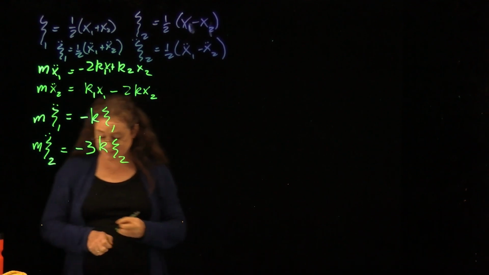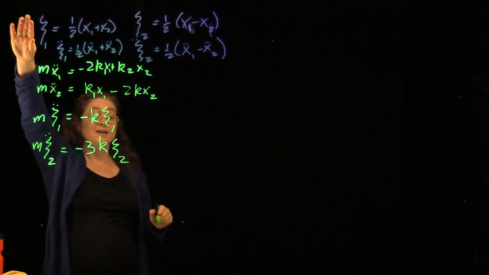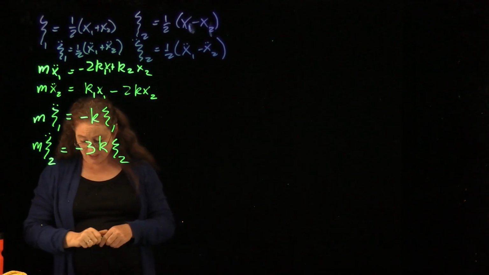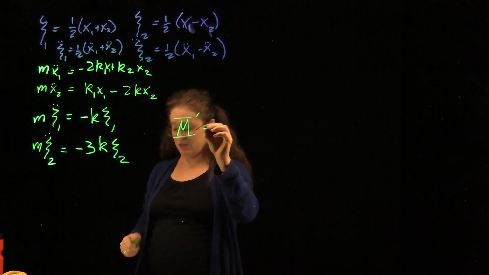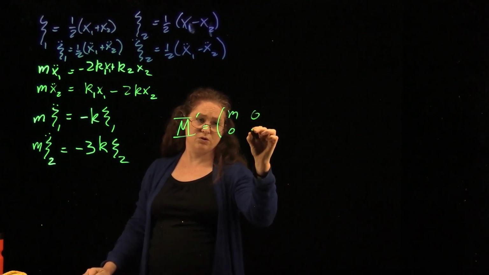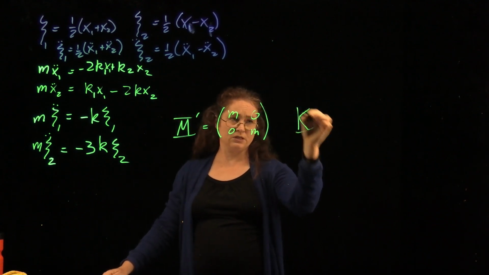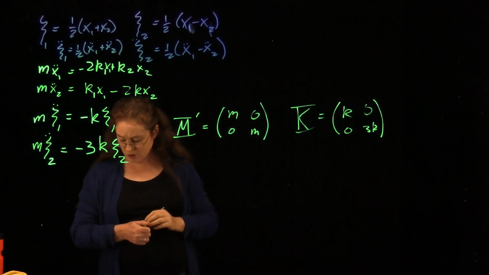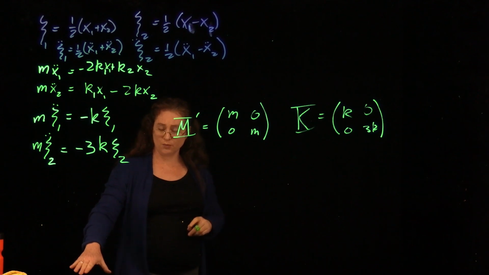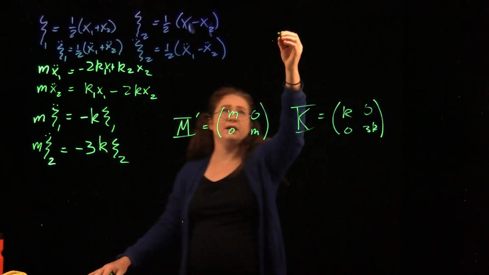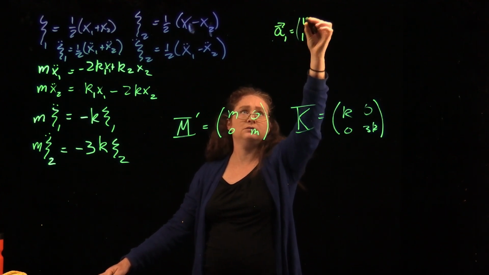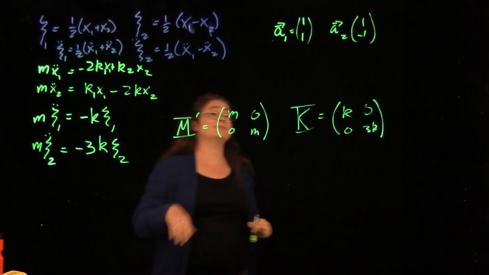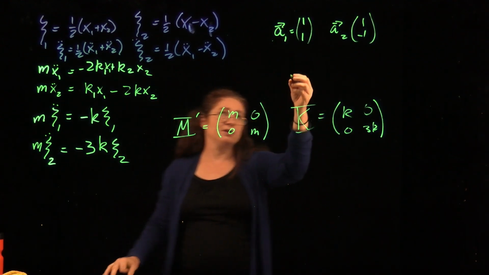So these two equations are then decoupled if I choose to use these coordinates, which happen to correlate with what we had for the eigenvectors for this system. In this case, my new mass matrix is M 0, 0 M, and my new spring constant matrix is K 0, 0 3K. The system is totally decoupled. So when we worked with X, we had the eigenvectors 1, 1, and 1, negative 1.